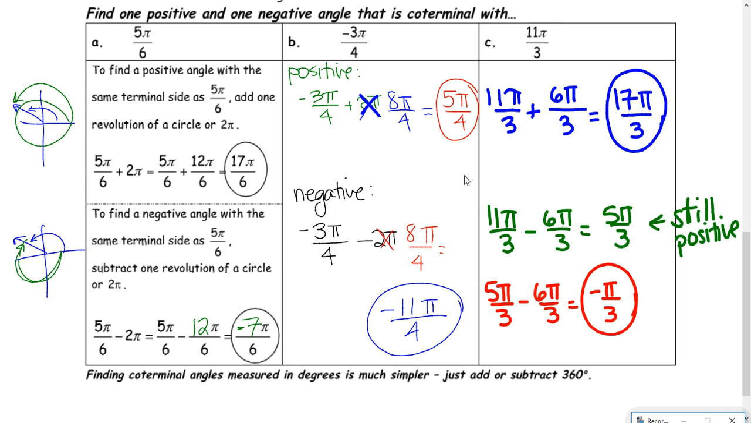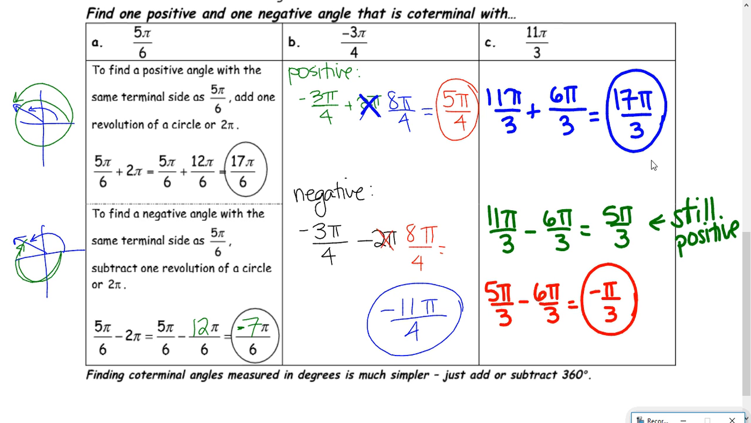So again, they said make sure you have a positive and a negative. These aren't the only two answers. You could have added 2 pi again and again, or subtracted 2 pi again and again, and they would have given you more. Okay. On C, when I add 2 pi, I'm adding 6 pi over 3.